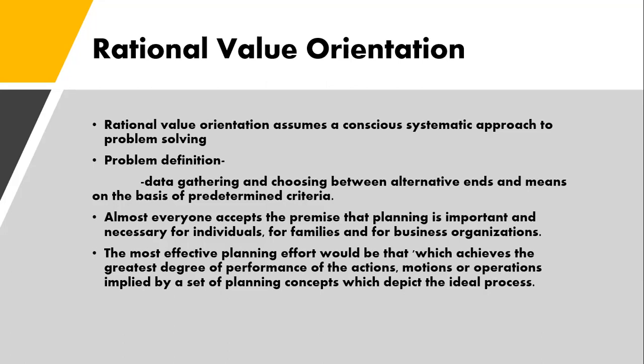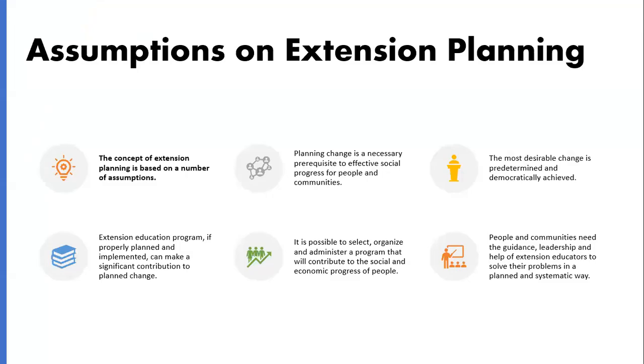So what you want to keep in mind are the rational value orientations of extension planning. Planning is a systematic approach to problem solving. The problem is actually finding the gaps using the data, right? That gap we are going to fill with available alternatives. We find that alternative using the predetermined criteria. So these are the value orientations of extension program planning.